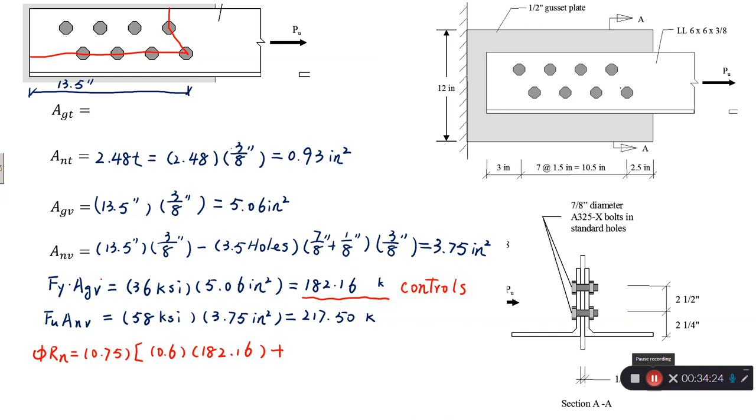plus Fu, right? Fu times ANT, so it's times 58 ksi times ANT, which is going to be this one, inch square. Okay, here don't forget we have two angles, so in total times two angles. I got 245. I just round it up to the whole number to make things easier. Okay, so that's what I get for the block shear for the tension member.